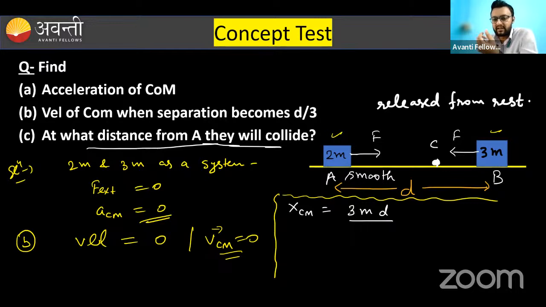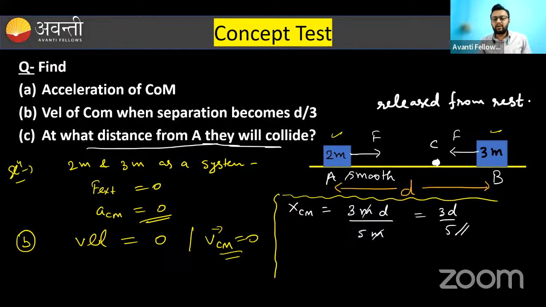How have I calculated this? Second mass divided by total mass, that is 3 and 2, 5m, multiplied by the separation between them. So it will become 3d by 5. So this is the original position of center of mass, and center of mass should remain at this position.